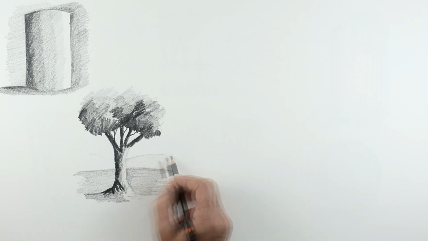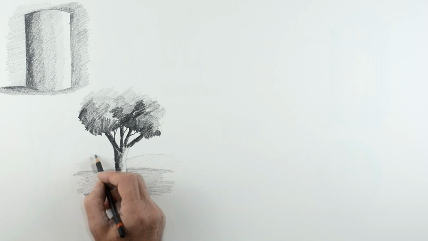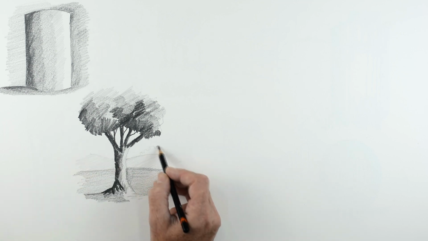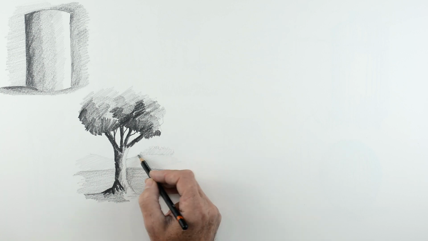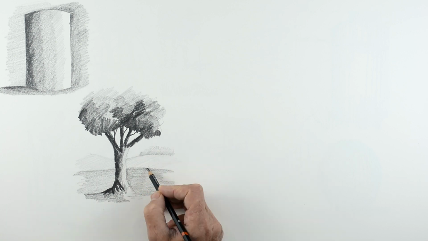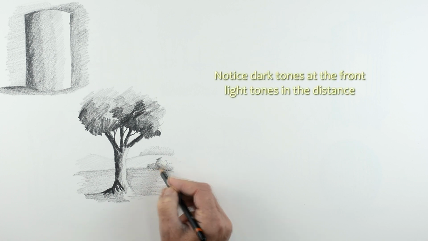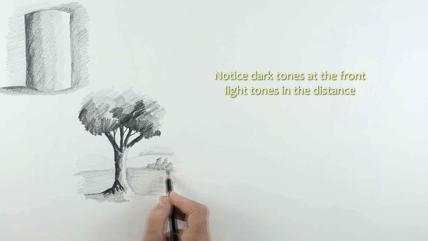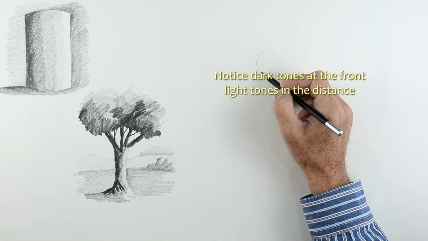But now switching to my 4B pencil, I'm doing hills in the background. You see I'm doing them so much lighter in tone. Few little trees up there, very, very light tone. Now you can see the contrast between the light tones and the dark tones, and you can see how the dark tones make the foreground come forward, the light tones push things back into the background.